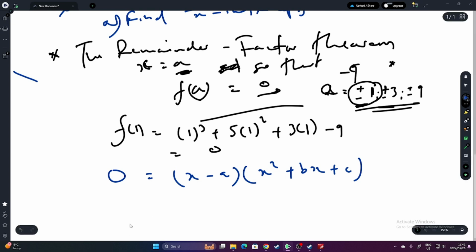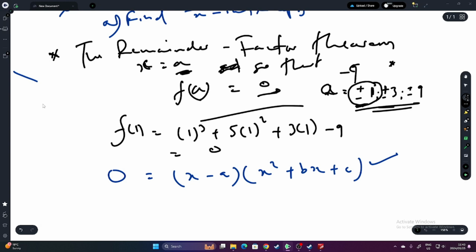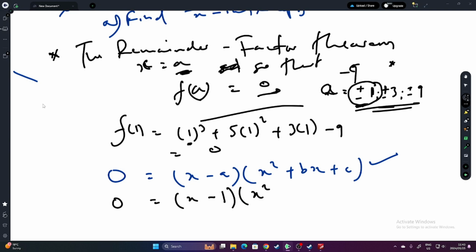Now, obviously when you're writing your solution, this is just the format of the answer that we're going to be following, right? So what we will see when we are doing our solution is this. We would write 0 is equal to x minus, and we just found out that a is 1. So x minus 1 into x squared plus bx.